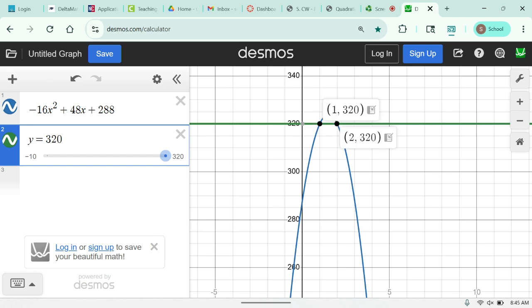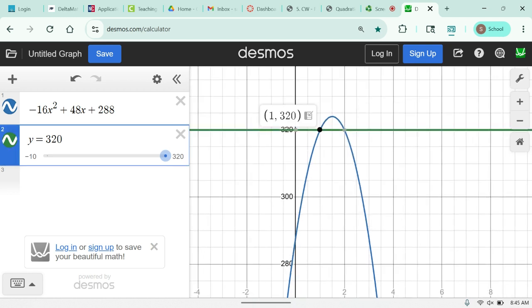Now, we have two different x-intercepts. Could only one of them be correct, or could both of them be correct? What do you think? Both, because they're both positive. So they could both be correct. But in terms of the problem, this 320, so 1 second, where is it? Is it before it starts falling, or is it still going up? It's still going up. What about 2 seconds? It's falling. All right, so it's coming back down to the ground.